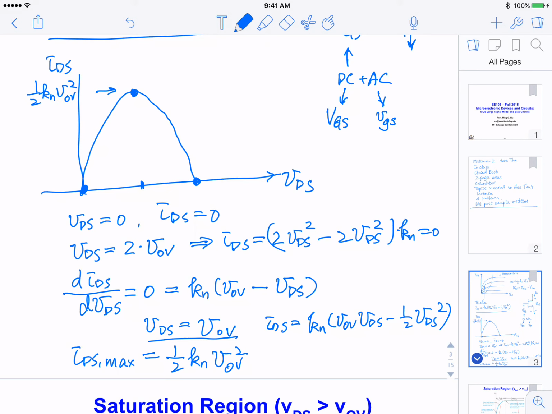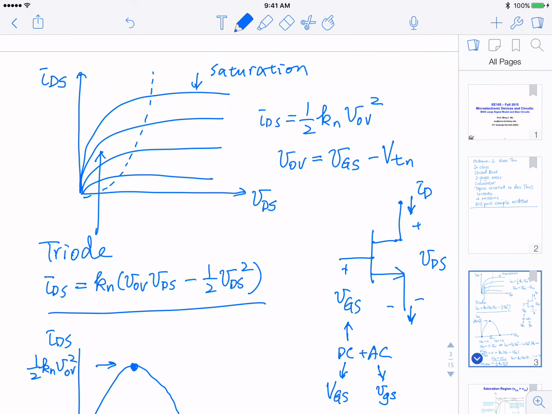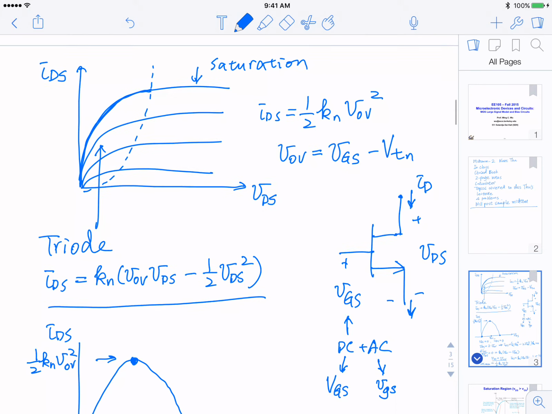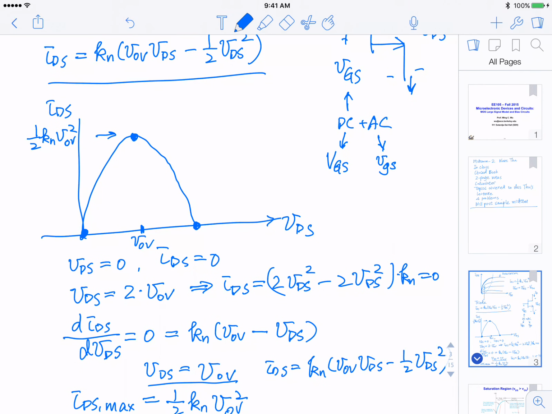The vertical maximum value occurs when VDS equals V overdrive. All right, so that's the parabolic curve. This is exactly the first part of the parabolic curve here. And then we argue that, well, the current actually will not decrease.